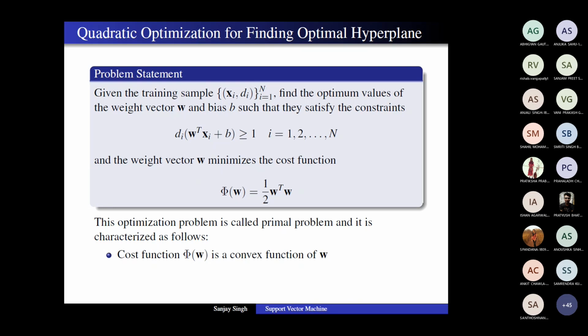Remember that I was discussing something called the primal problem and the dual problem. This one is particularly the primal problem, and it is characterized by this. It's basically a function: phi of W is a convex function of W. How do you know that it is convex or not?